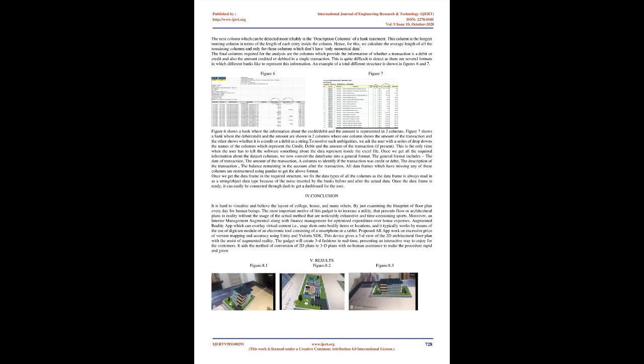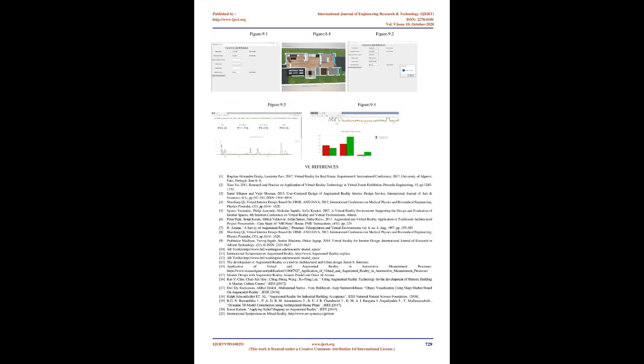The next column which can be detected most reliably is the description column of a bank statement. This column is the longest running column in terms of the length of each entry inside the column. Hence, for this, we calculate the average length of all the remaining columns, and only for those columns which don't have only numerical data.